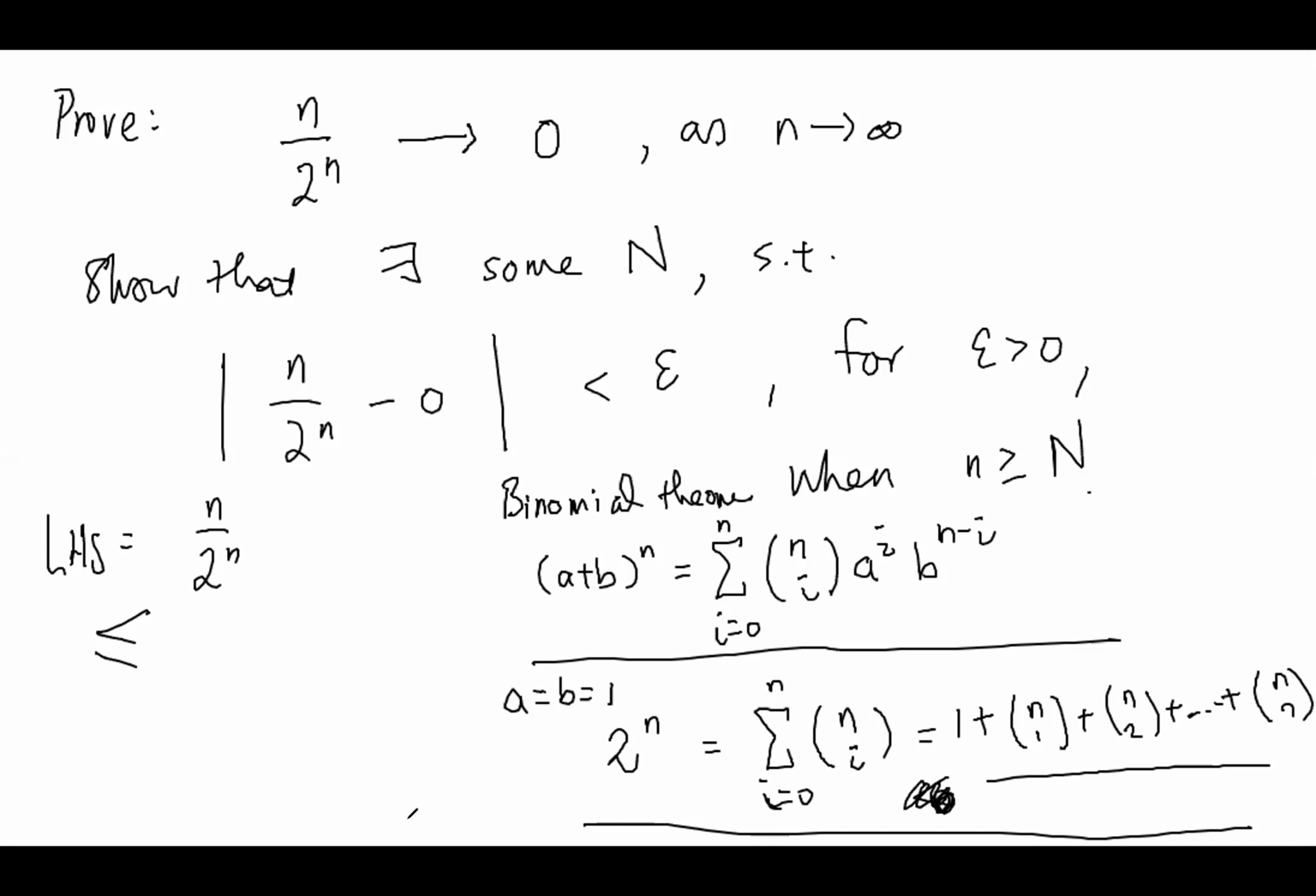Anybody? So look at this form carefully, right? 2 to the power of n is equal to 1 plus all these things, right? So by using this relationship, I can set a proper bound for this thing. What is it? There are several possibilities, but there's one that is actually convenient to work with.